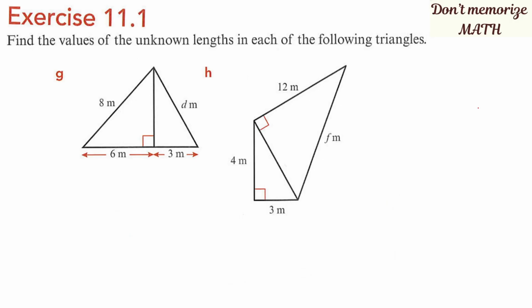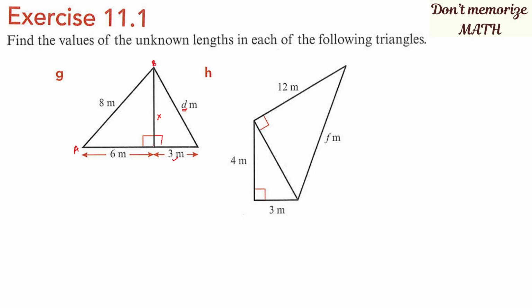Next, find the values of the unknown length in each of the following triangles. Okay, so here we need to find this length. Here we are using only Pythagoras theorem. When you use Pythagoras theorem, it must be a right angle triangle, right? In this right angle triangle, this side is given, we don't have this side. We need two sides, then only we can find the third side by using Pythagoras theorem.